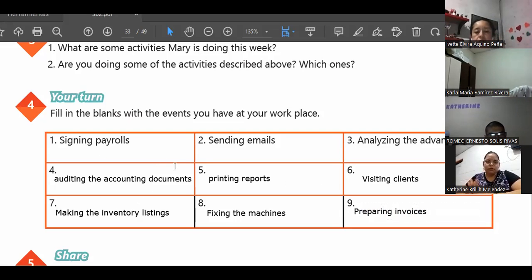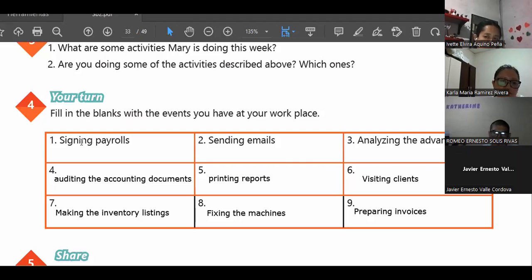These are some events that you are having this week, okay? In your workplace. En este caso, lo hemos hecho con el ING verb form, okay? Y aquí prácticamente este sí es un gerundio completo en su significado porque yo lo puedo usar incluso como un sujeto, okay? Signing payrolls is really hard to do, for example. Okay, auditing the accounting documents, it's important for the sellers, all right? Or the sales team, okay? Making the inventory listings is the most important activity this week.